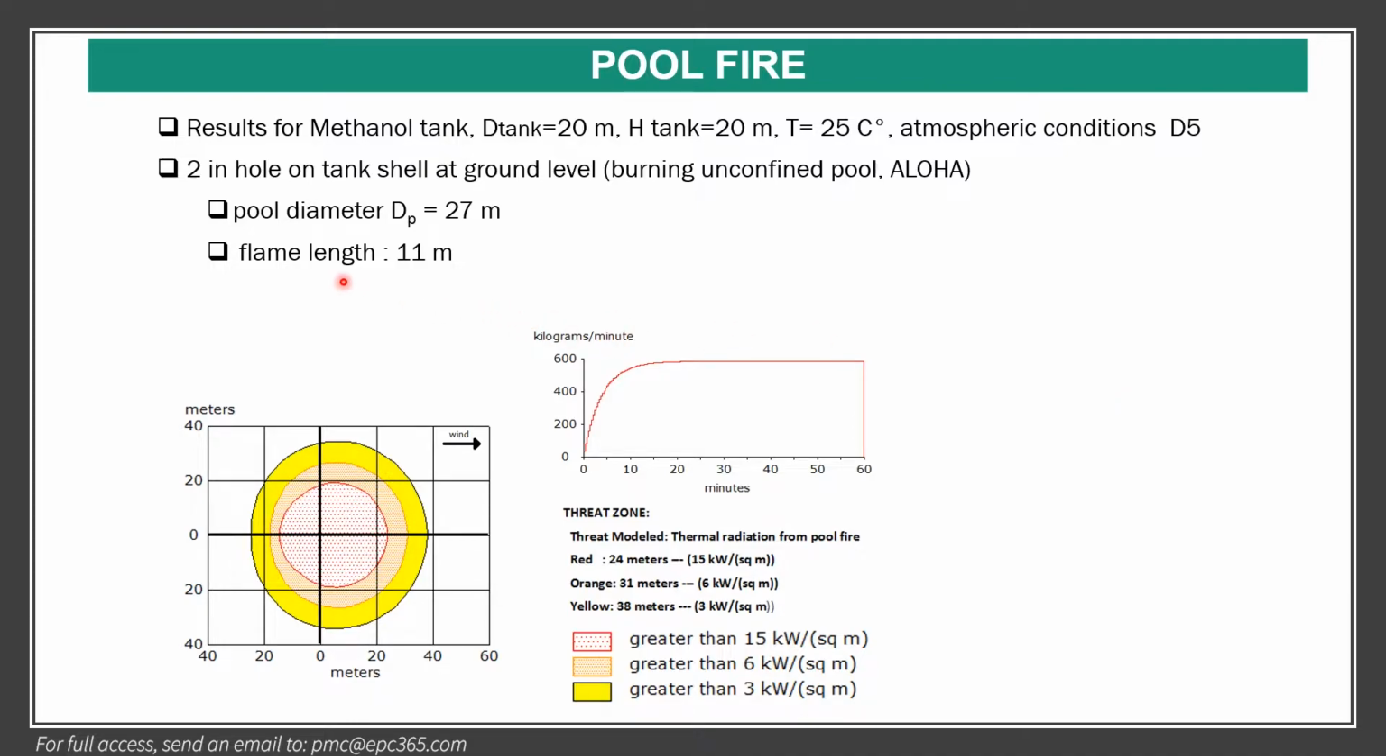The same things here, result for methane tank. Diameter of the tank 20 meter, height is 20 meter, temperature 25 degrees C, and atmospheric condition is stability class D and wind speed 5, and a 2-inch hole on the tank shell at ground level. Burning unconfined pool with ALOHA. So you do this, you will achieve or pool, calculate for you the pool diameter 27 meter, flame length is 11 meter, and this is the results.